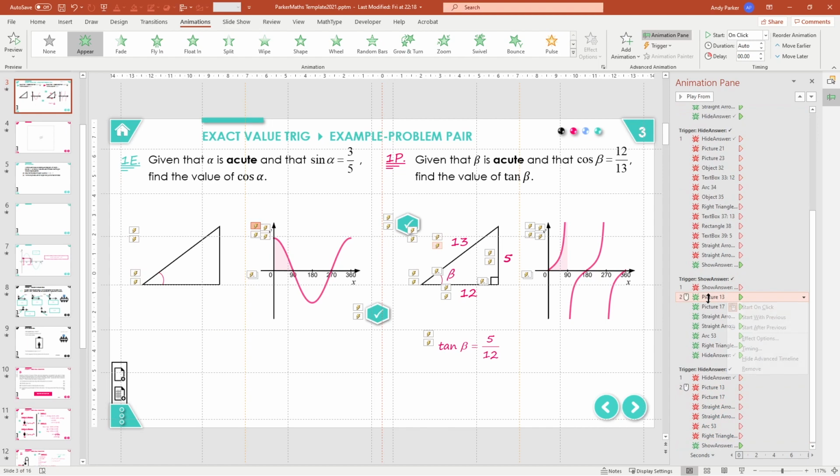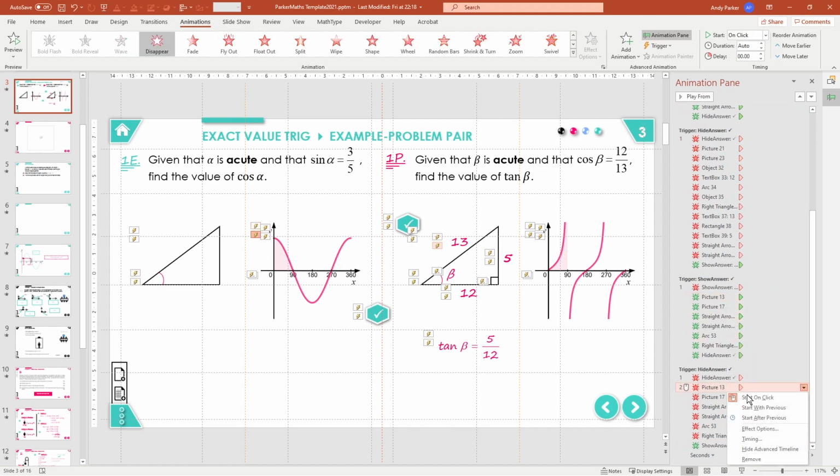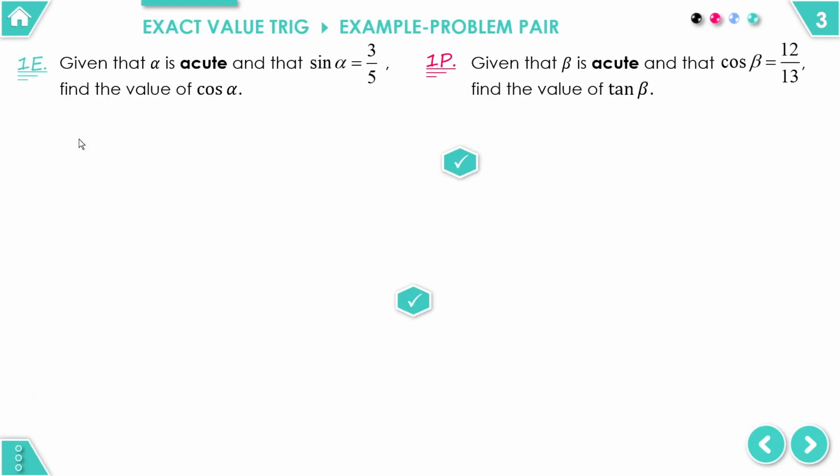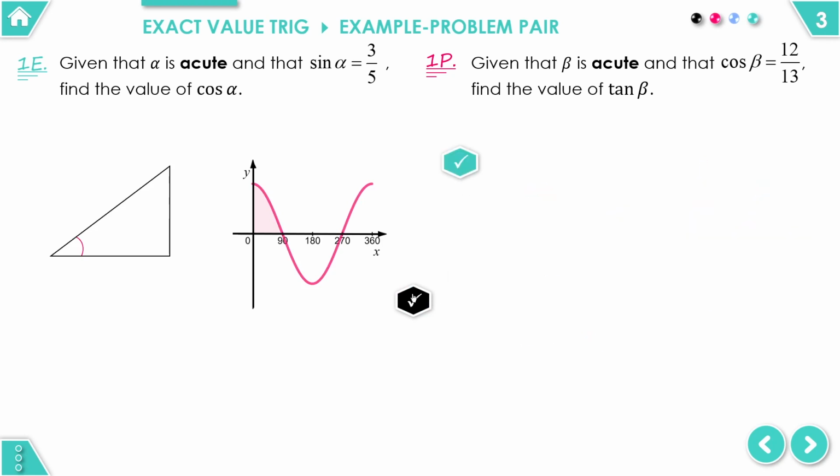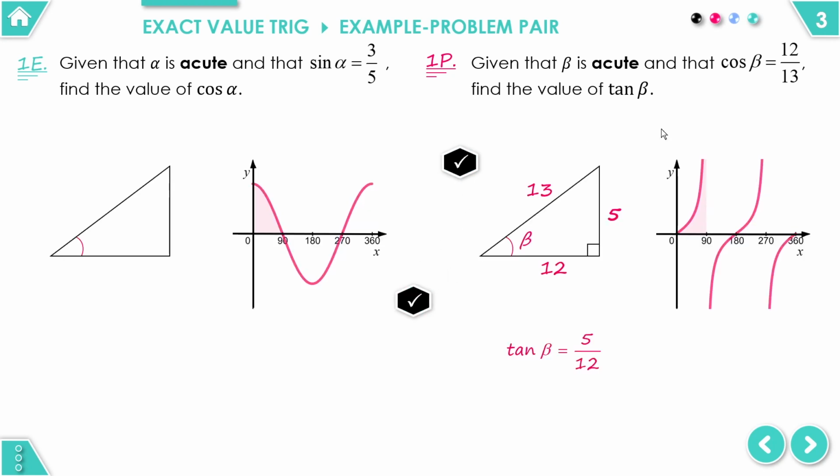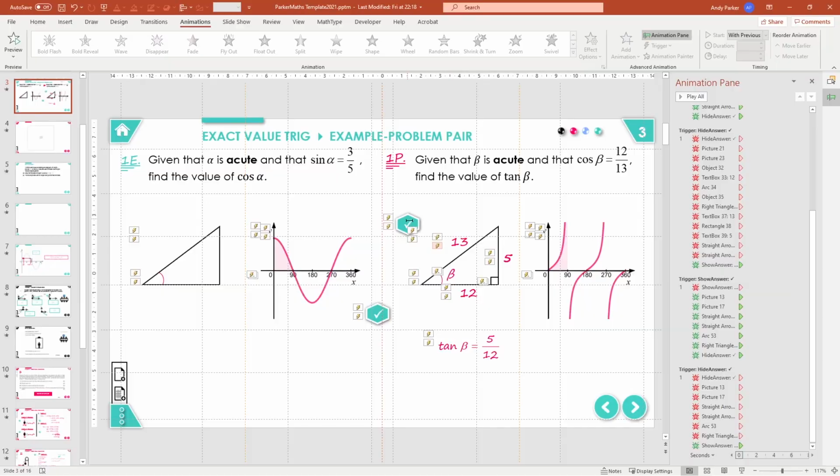And there. Don't forget to change your 2s to with previous. Okay, and as quick as that, I can make things appear and disappear on my page. It might look complicated the first time you do it because you've not done it before, but once you've done a few of these, you can do them in your sleep.